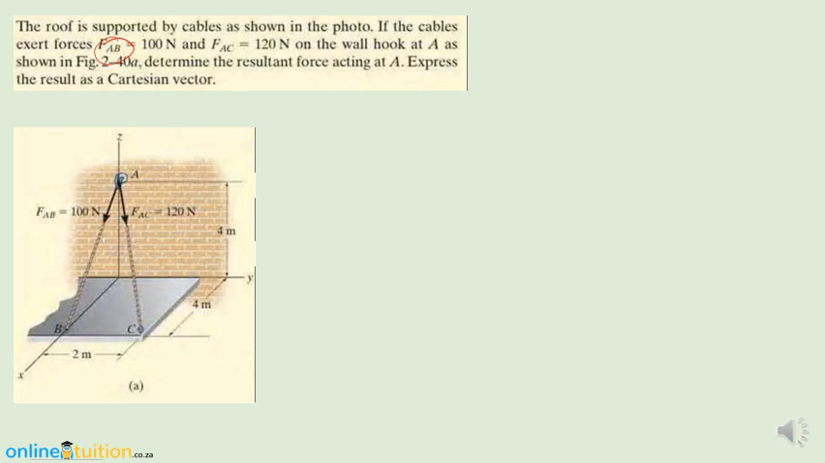So the ropes are pointing away. Obviously the force is directed from A to B and then from A to C as well. And we want the resultant force. The resultant force in vector form is nothing more than the FAB vector plus the FAC vector. I'm not saying the resultant is 120 plus 100, which is 220 newtons.